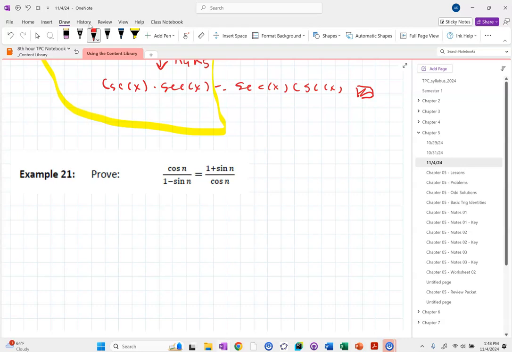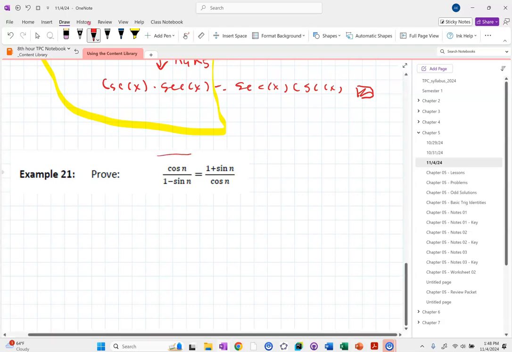All right, so if I look at this one, we'll start the same way. Which side looks like the more complicated side? They seem the same, right? Fair enough. They're just one fraction each. I'm going to choose to work on this one.